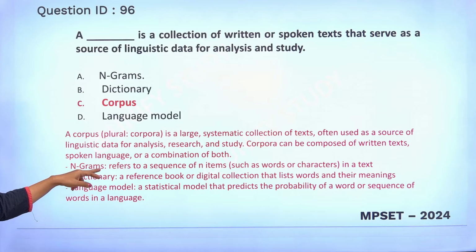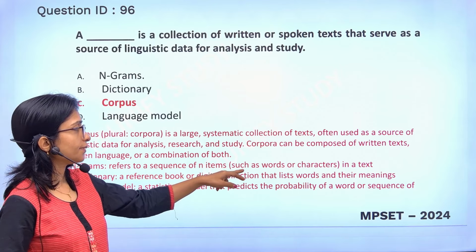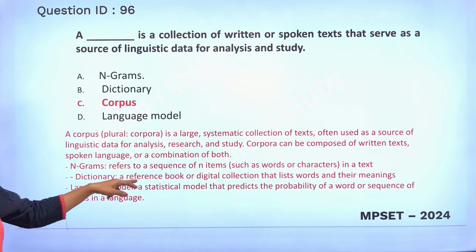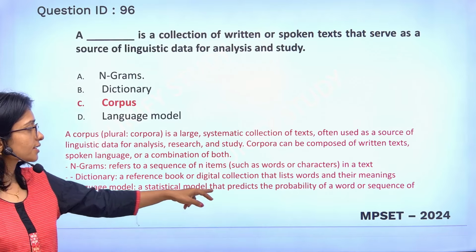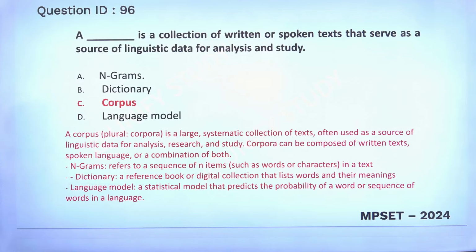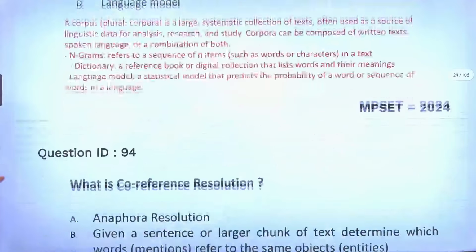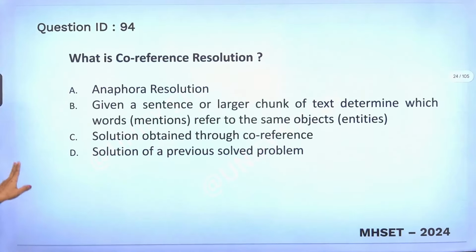Here, n-gram refers to a sequence of n items. Dictionary refers to a book or digital collection. Language model is a statistical model that predicts the probability of a word. These are actually the examples. So that's why here your answer is corpus. Next.